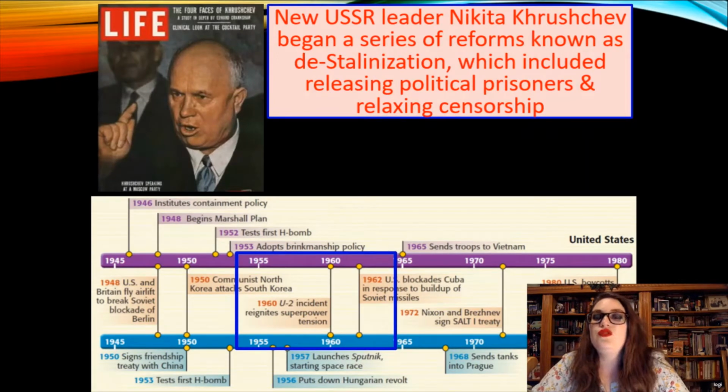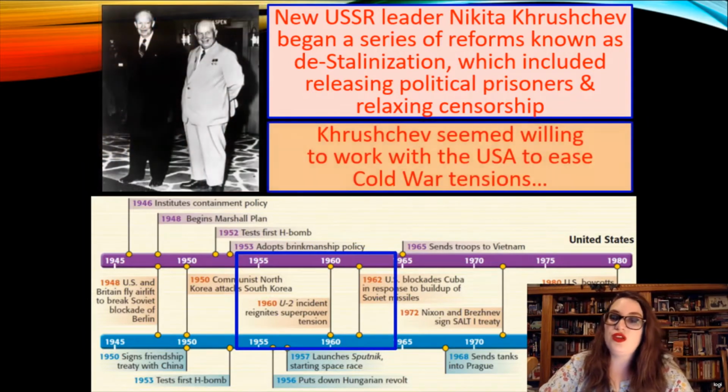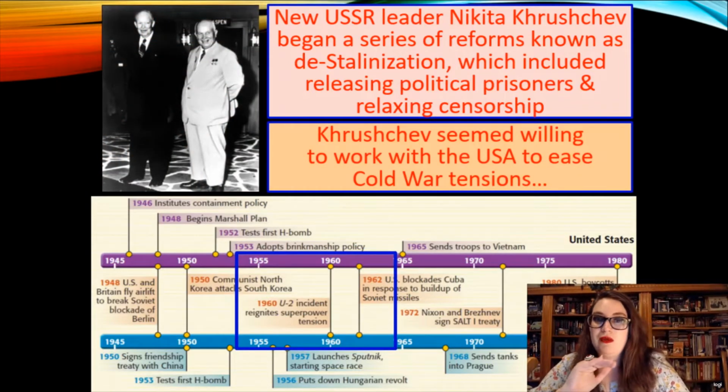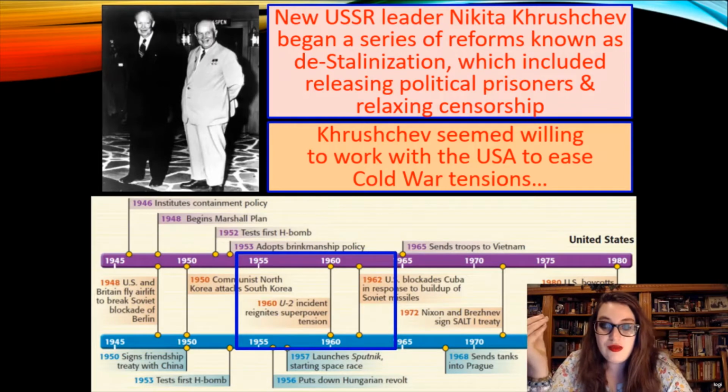The new Soviet leader, Nikita Khrushchev, began a series of reforms known as de-Stalinization, which included releasing political prisoners and relaxing censorship. That is a big one, okay? Because remember, in the Soviet Union everything needed to be about the state, and everything else was completely nixed. There's nothing except the progress of the Soviet Union. But now he's relaxing all that censorship. He's releasing political prisoners. There's no need for that anymore.